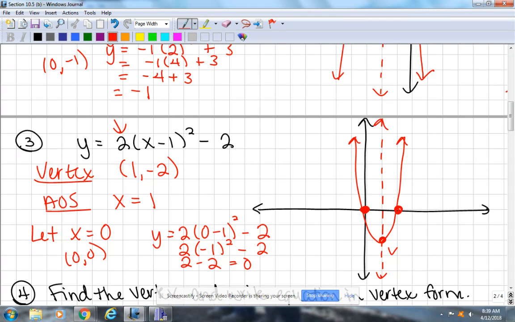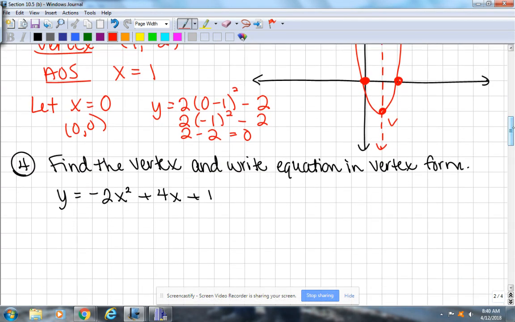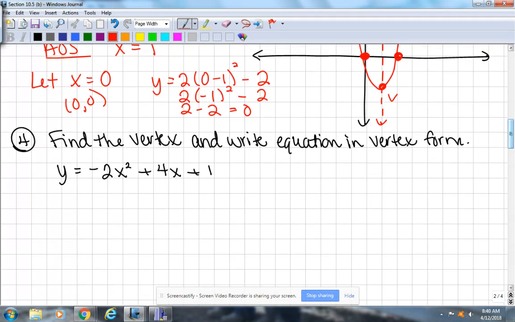All right, the last thing I want to show you in this section is how to find a vertex and write an equation in vertex form. So we're not going to graph this one. They gave me standard form. Remember, standard form is y equals ax squared plus bx plus c. And we're going to change from standard form into vertex form.